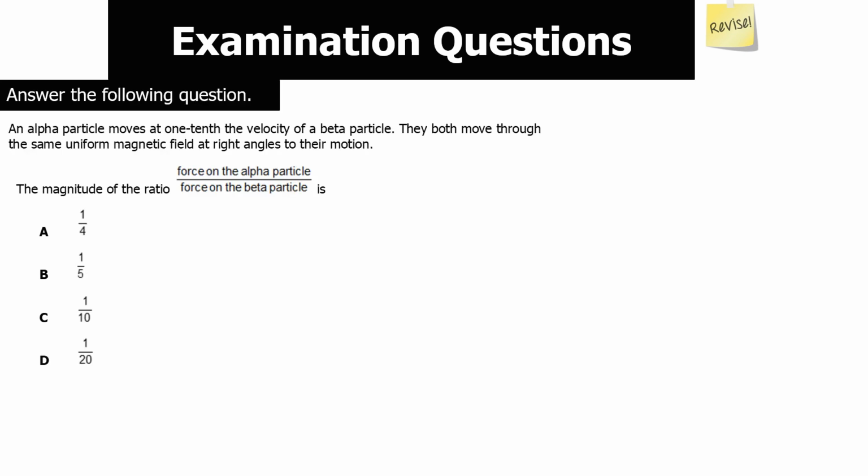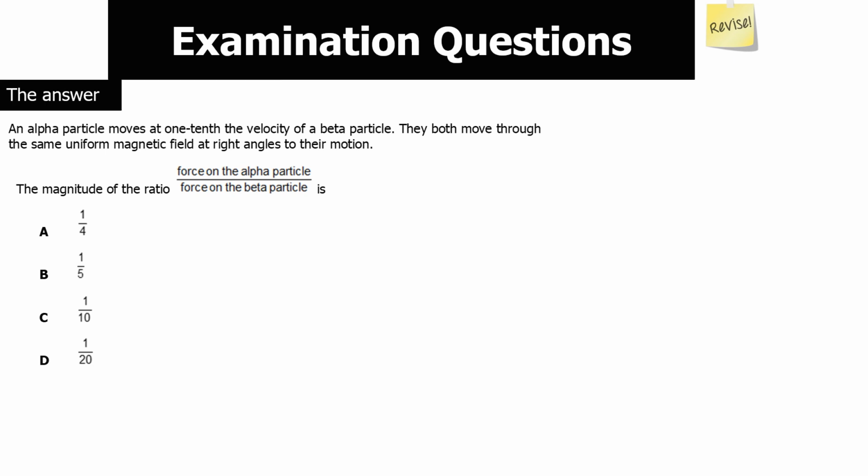Now the next question says an alpha particle moves with 1/10 the velocity of a beta particle. They both move in the same uniform magnetic field at right angles to their motion. What is the magnitude of the ratio of the force on the alpha particle compared to the force on the beta particle? So pause the video now, then unpause the video when you want to go through your answer.